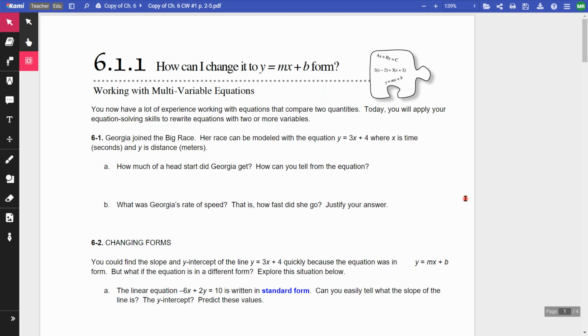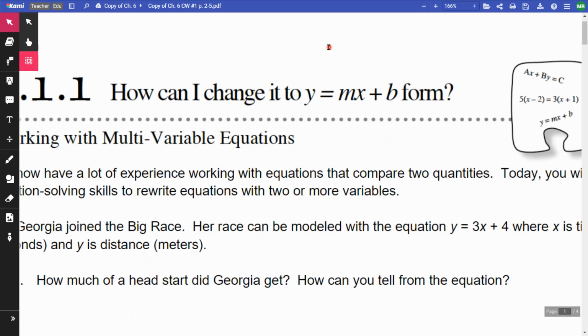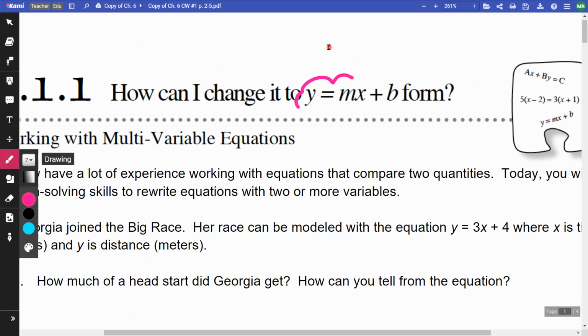Okay, so what's happening with this assignment is we are trying to figure out how to change this y = mx + b form, or forms that aren't like this, into this form. So this form right here, y = mx + b. This form we call slope-intercept form.